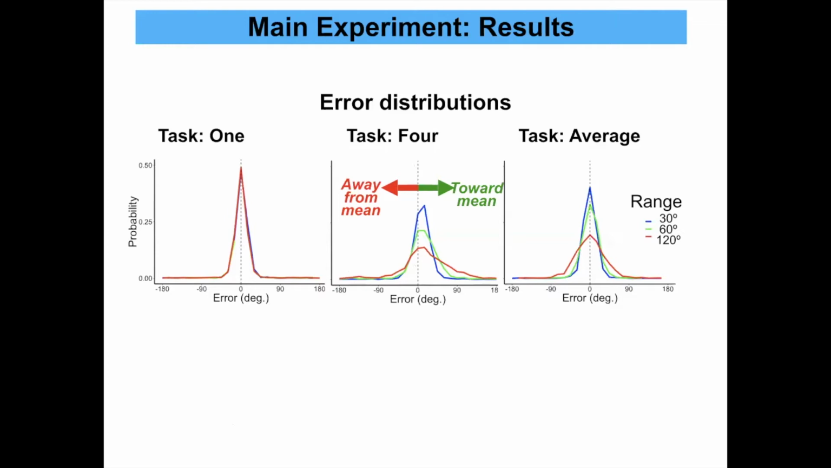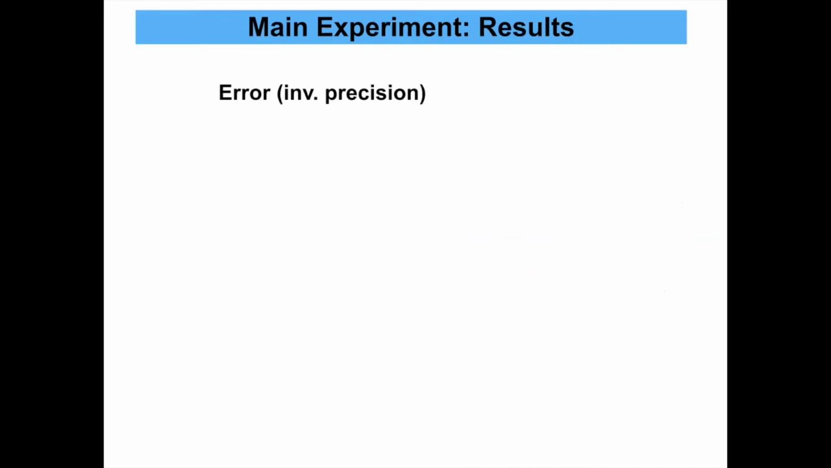So, in remember 1 task, the error was always predictably small and centered at 0. But in the other 2 tasks, the distributions clearly become wider as the stimulus range increases. Moreover, you can see that the set size 4 distributions are positively biased or biased toward mean. The same pattern is in the mean plots.